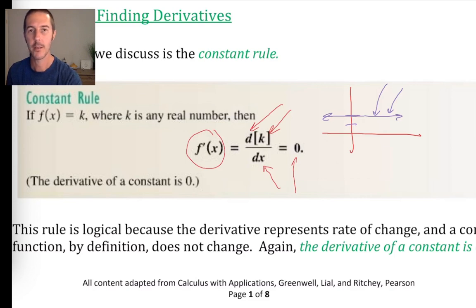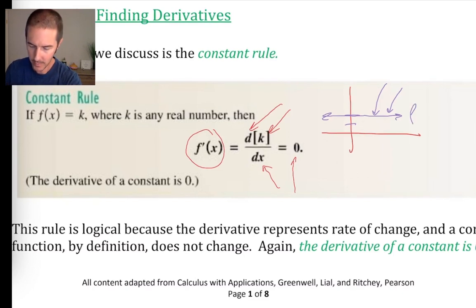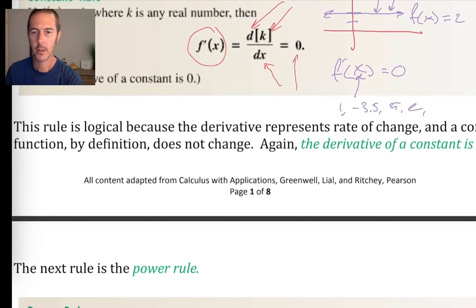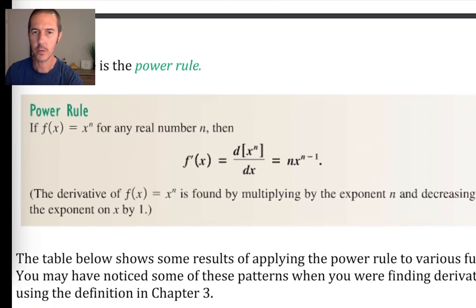And that's why the first derivative of a constant function is equal to 0 everywhere. So if this is f of x equals 2, f prime of, I don't care what number you put in here, will be equal to 0. Because when x is equal to 1, or negative 3.5, or pi, or e, or whatever, the slope of the tangent line, the rate of the change at that x value will still be equal to 0. Okay, so the first derivative of a constant is equal to 0.